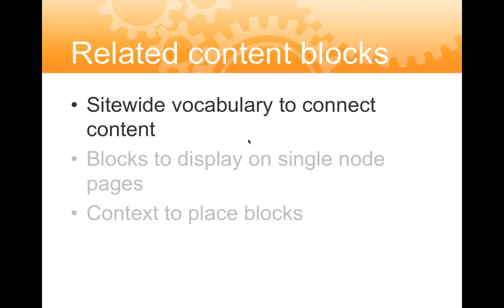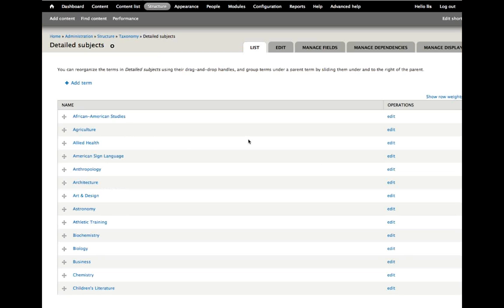The more you can connect these types of content, the more success you will have in making these related content blocks. So here's an example of the detailed subjects vocabulary on the Northeastern University Library site. It's a bunch of terms that are used to describe many types of content on the site, and it's the connection vocabulary that I used to create the research databases related content block.